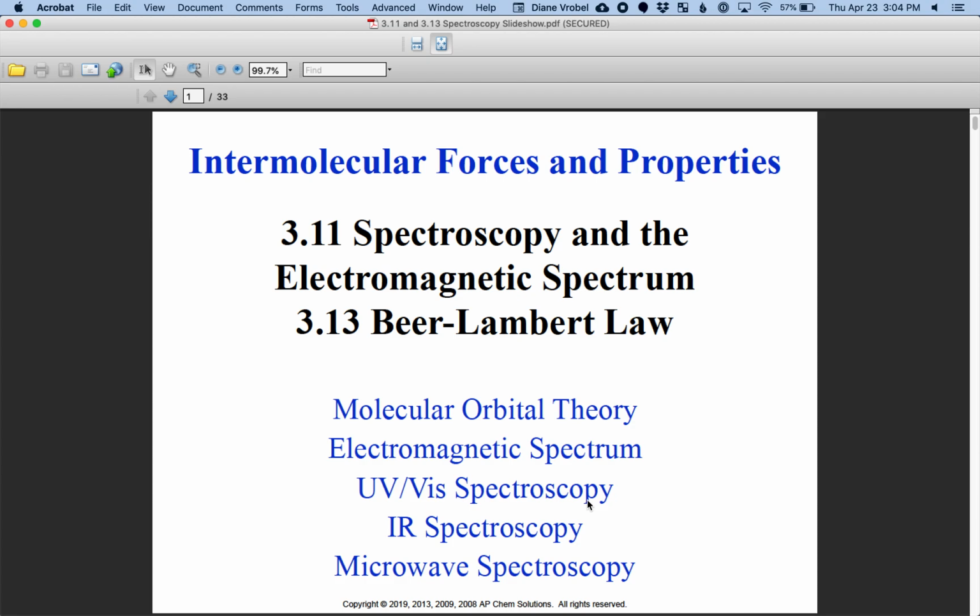I'm actually going to skip over some parts of it. I'm really going to focus in on the Beer-Lambert law because I believe that's probably the most important piece of this section here.